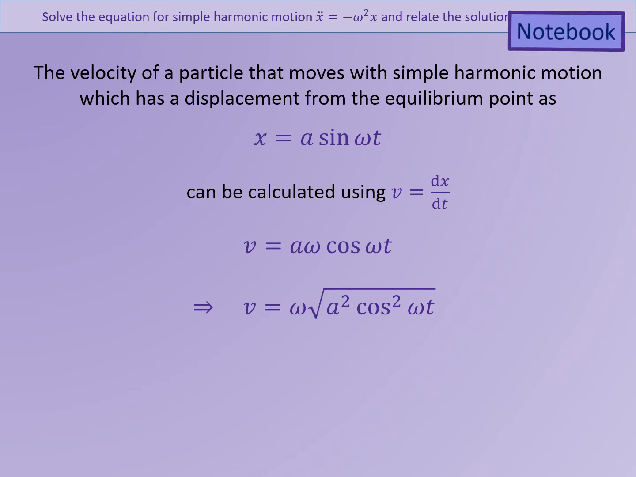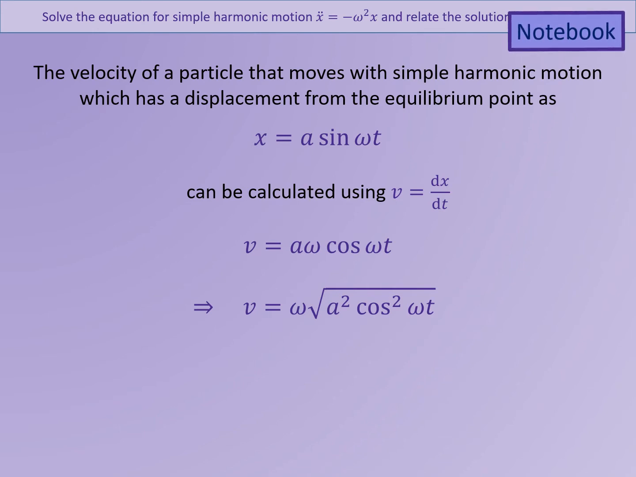I could have had omega squared under there. That would have been fine. I just don't need it. You'll see in a second. So this is a squared cos squared omega t. All I've done is squared it and then square rooted it. I've made it quite complicated. Why have I done that?